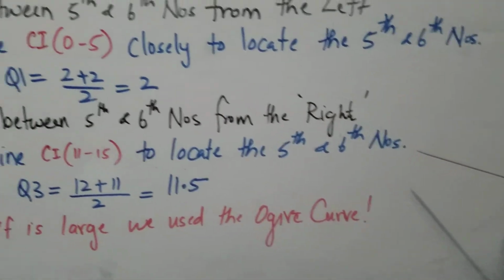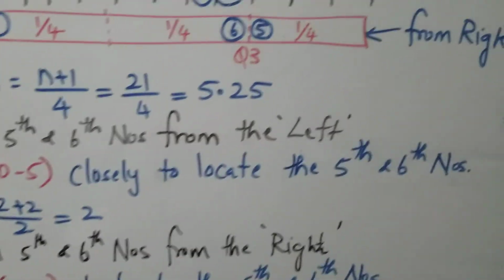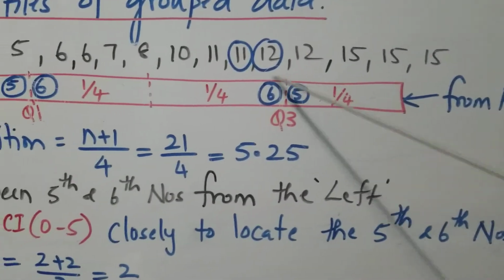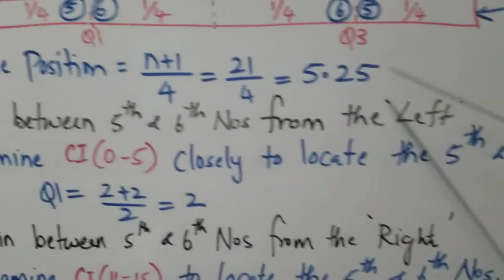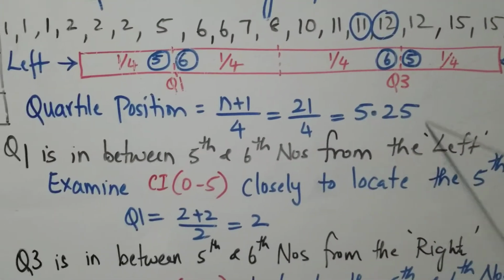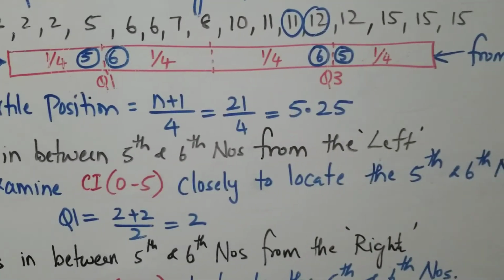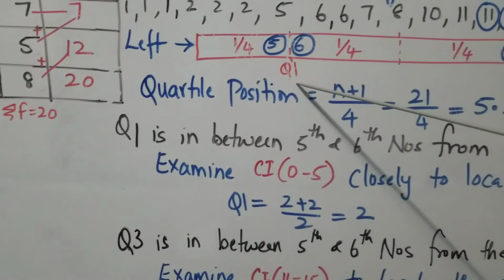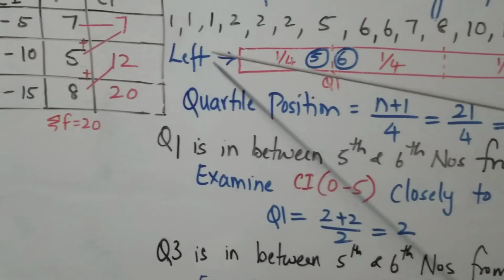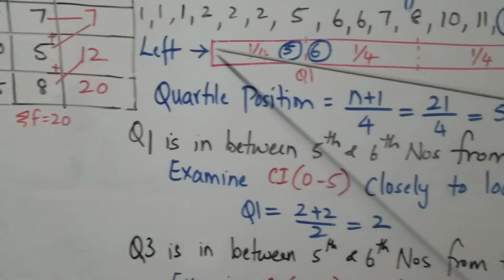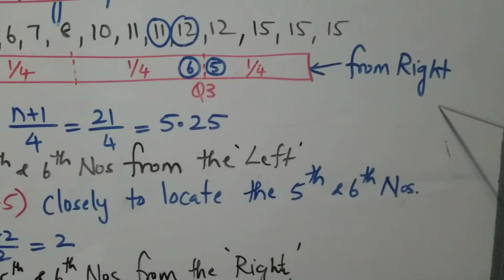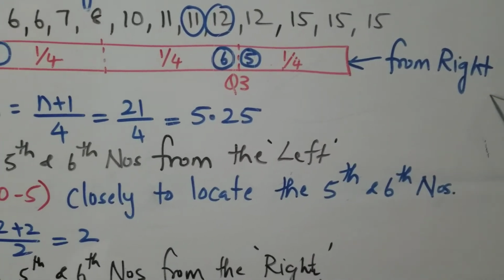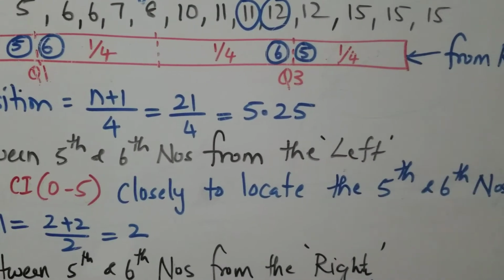Q3 is exactly the same, but we count the 5th and 6th numbers from the right, because the position of the quartile as far as this data set is concerned is 5.25. So for the first quartile, or the lower quartile, we locate the 5th and 6th numbers from the left, and for the upper quartile, we locate the 5th and 6th numbers starting from the right.